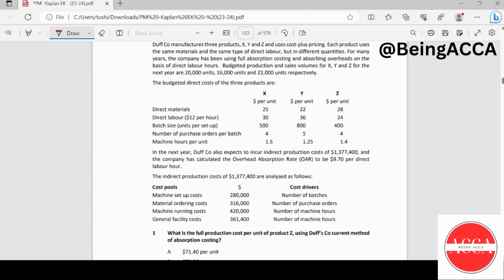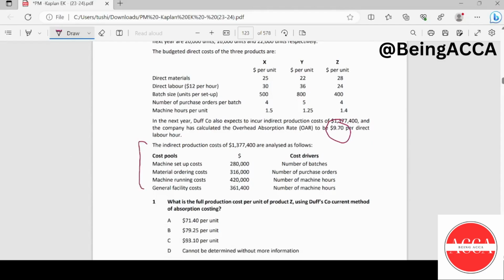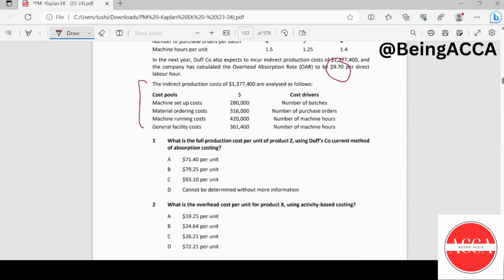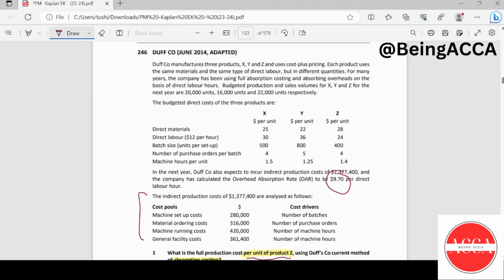Overhead absorption rate has already been calculated according to the direct labor hours, according to the traditional method, right? And these are the details of the indirect production costs. Going to the first question, what is the full production cost per unit of product Z? It is very important in these types of MCQs to be sure of what exactly has been asked. For product Z, we need to find out the per unit cost, and we need to use the method of absorption costing, right?